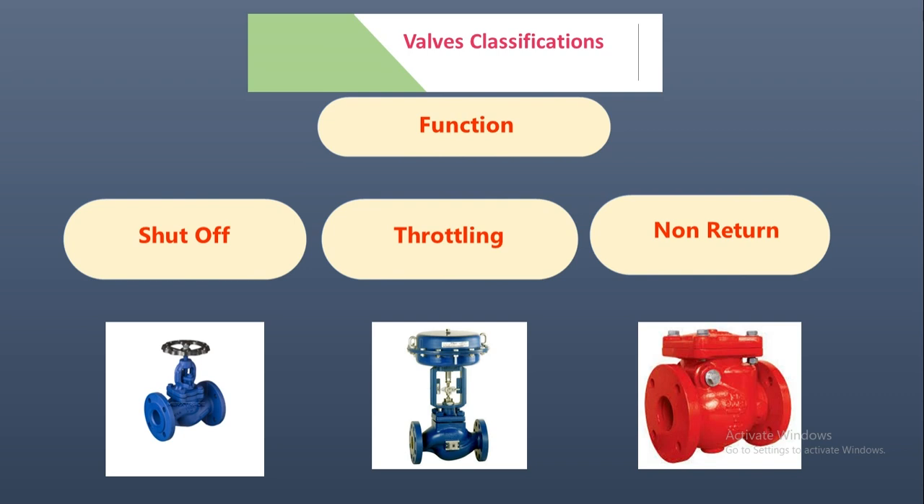Number 3 is the non-return valve. The non-return valves allow the fluid to flow only in one desired direction. Any flow in the opposite direction is mechanically restricted from occurring, like check valves.